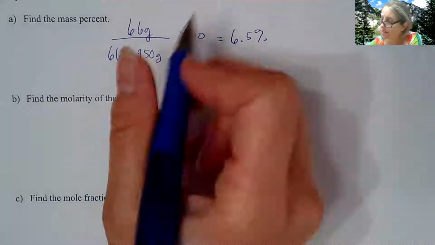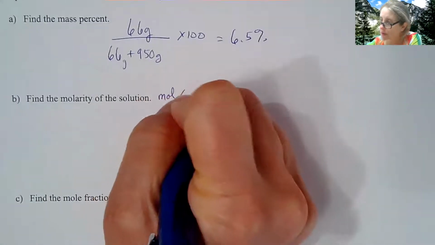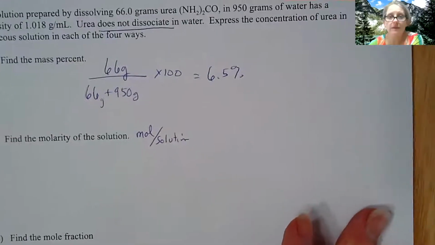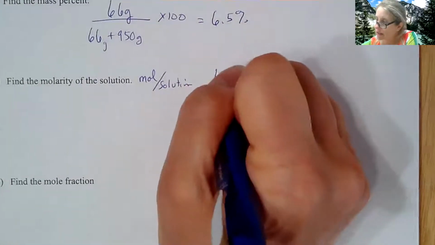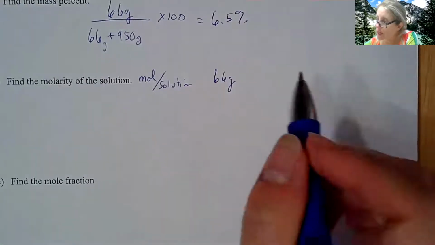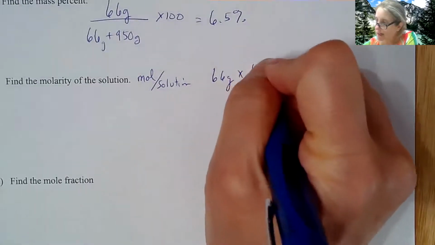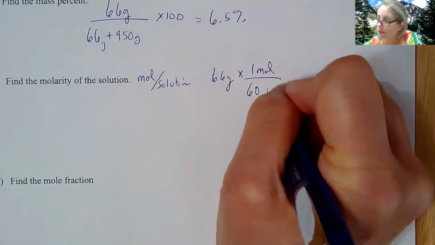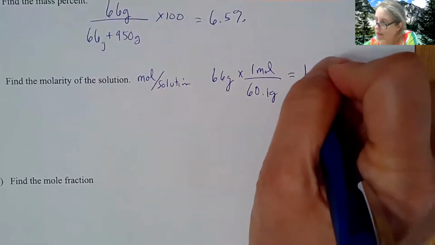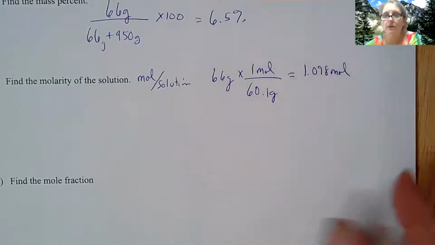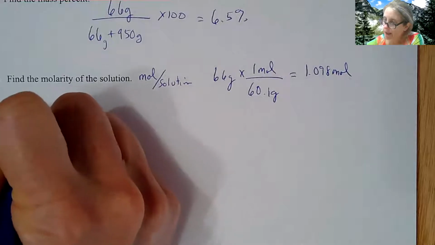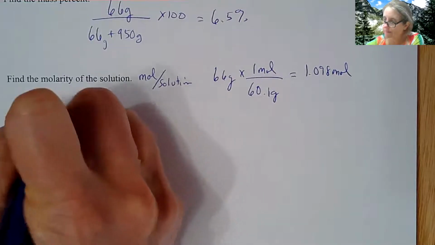Find the molarity of the solution. So this is moles per liter of solution. Okay, so moles is easy. That's just taking the 66 grams and dividing it by its molar mass. So urea, when you add it all up, is about 60.1 grams per mole. So you get 1.098 moles of the urea. That's straightforward. But the tricky part is liters of solution, okay?